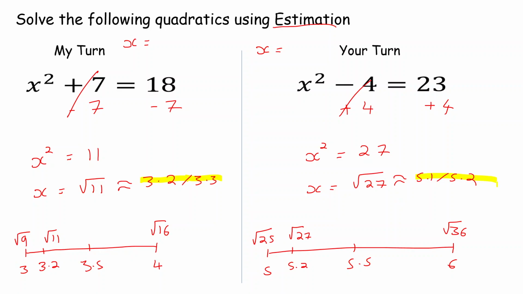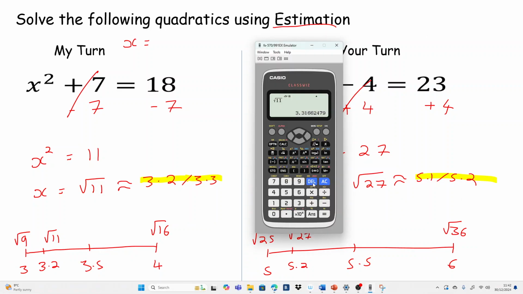And again, let's just double check on the calculator. If we clear this and put root 27, is that a good estimation? Let's have a look. So we're going to get this, but also 5.2. Yeah, so look, there you go. Pretty good. 5.2 is a really good estimation.